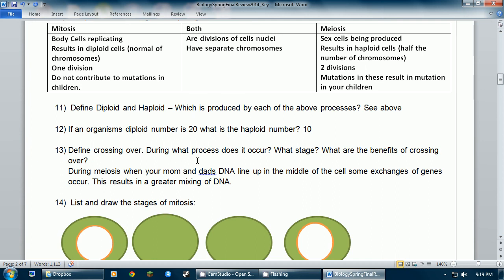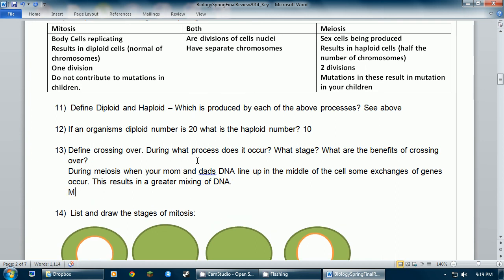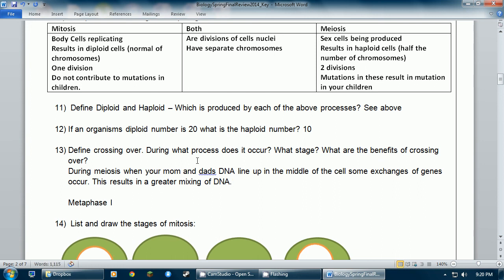It says, what process does it occur? That would be metaphase 1. As the first metaphase, remember it does have 2 divisions, so there would be a second metaphase. So it's during meiosis, the stage is metaphase. There we go. Meiosis. So, DNA lines up in the middle. This results in a greater mixing of DNA.